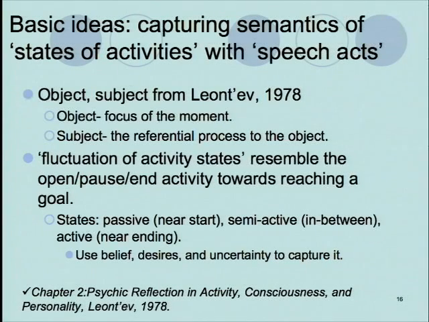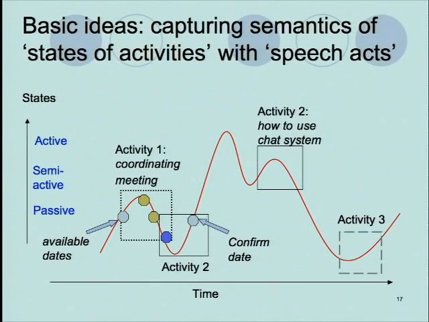Now, why did I do that? This is just to show you how it is. Passive, in other words, shows the local minimum, and active is the local maximum of the activity. The reason I try to capture the semantics in this way is because the activities can overlap. So let's say you're just in the activity of coordinating a meeting, and your goal is at the end of the day to get all the particulars about the meeting.